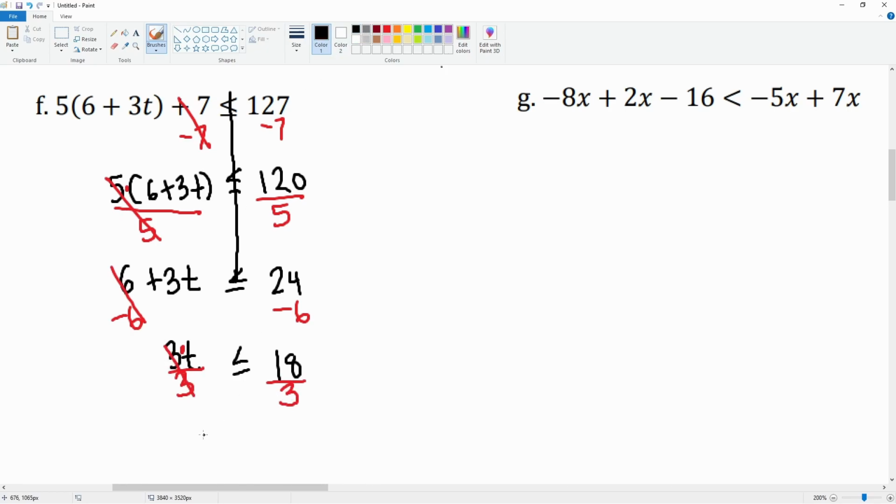This cancels, leaving you with just a t. Right? 18 divided by 3, it is 6. Okay? And this just remains the same, right? Don't flip it, because again, we divide by a positive number. That's okay, right? Everything else is okay. The only time we flip it is when we multiply or divide by a negative. Okay, so here you go. This is your final answer.